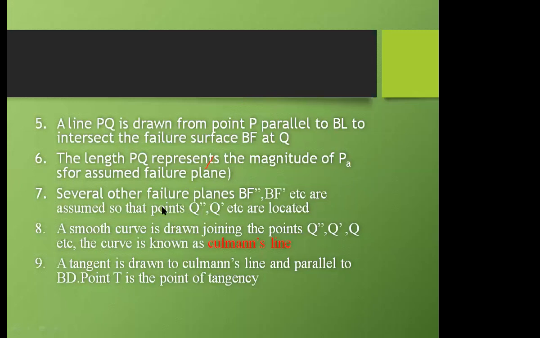Likewise, we need to repeat the procedure for different failure planes, BF double dash, BF dash, like that, okay? And we need to draw a smooth curve by joining the points of Q's, and the smooth curve is called the Coulomb line or Coulomb's curve, okay? And a tangent is drawn to the Coulomb curve, and it should be parallel to the BD, okay? And point T, the tangent point, needs to be marked.